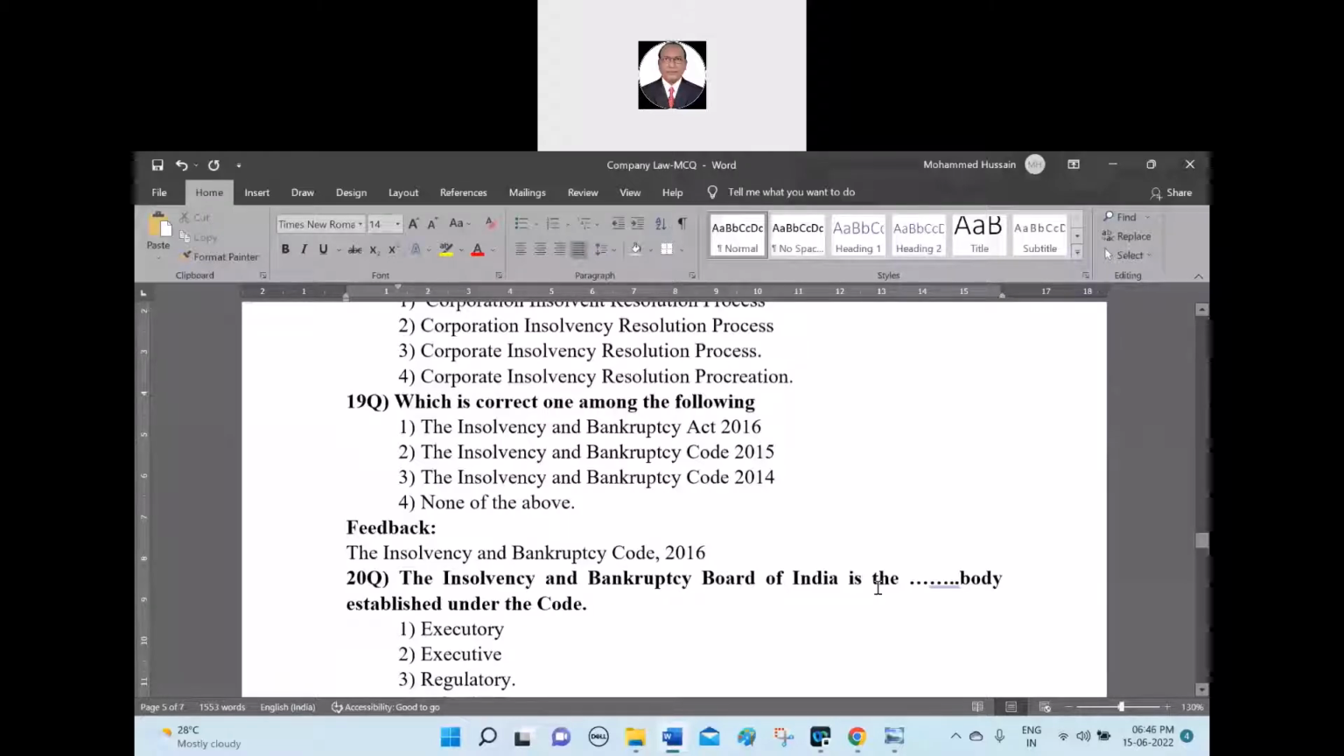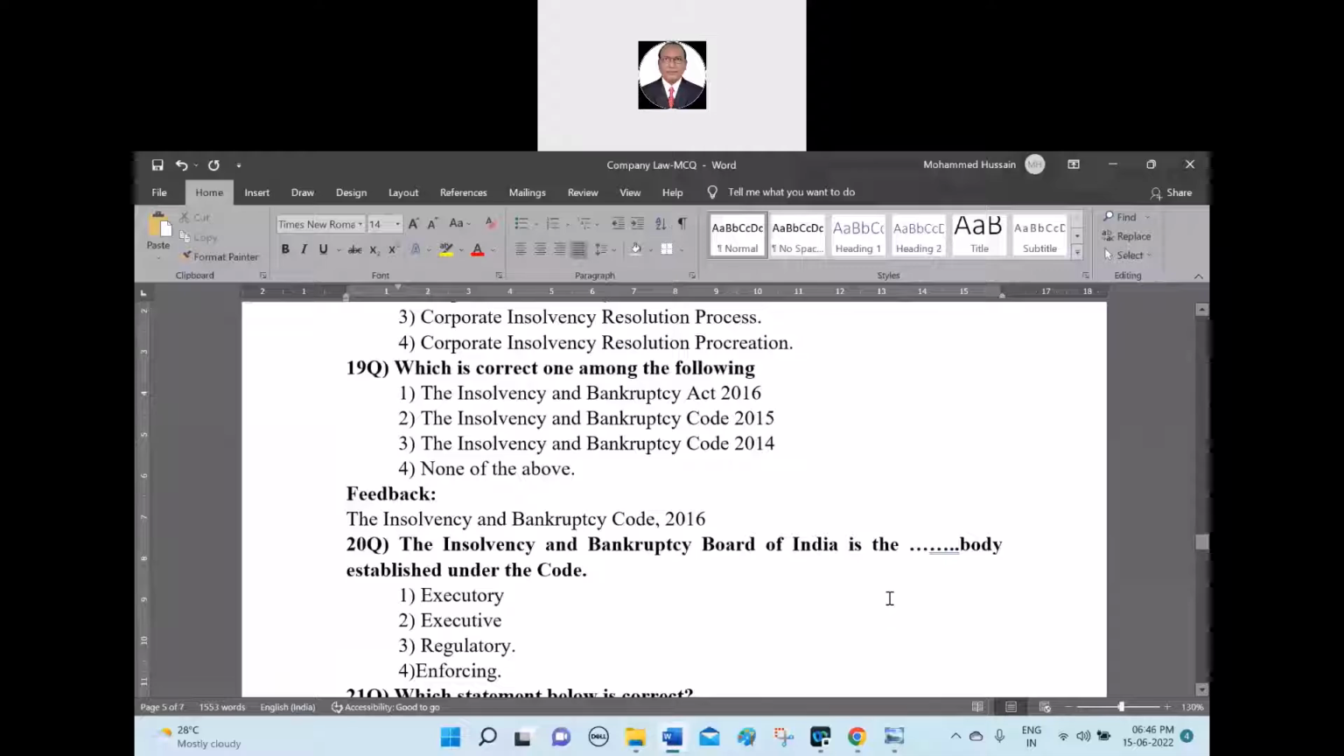The Insolvency and Bankruptcy Board of India is the dash body established under the code. Number one, executory body. Number two, executive body. Number three, regulatory body. Number four, enforcing body. Enforcing. If I'm not wrong, it's enforcing. No. It's not regulated. The exact word is executive. No.